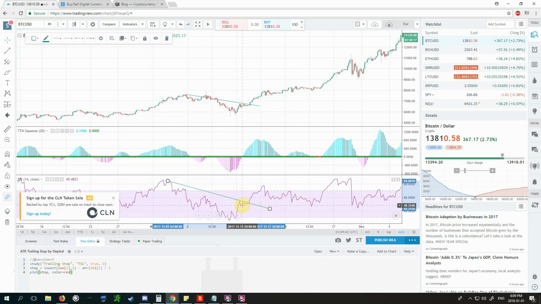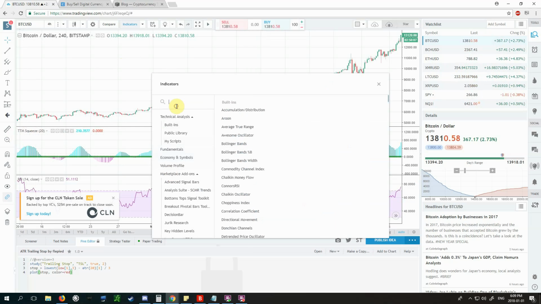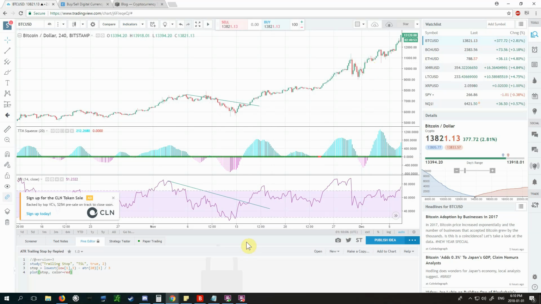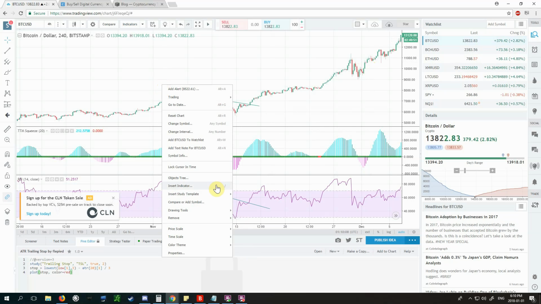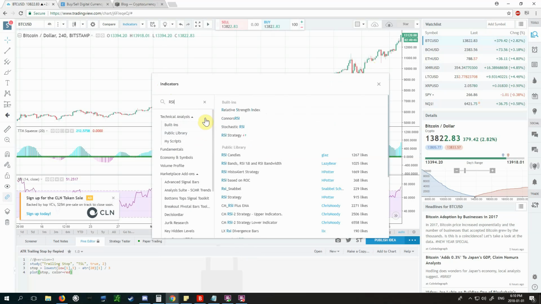And so we're looking to buy here, and we're using the TTM squeeze. To add these, you just go to insert indicator and look for your TTM squeeze. Personally, I chose this one, but these should work as well. And for your RSI, you'll do the same thing. Add the indicator, go to the RSI, and choose your relative strength indicator here.